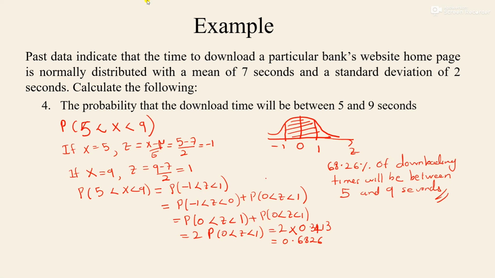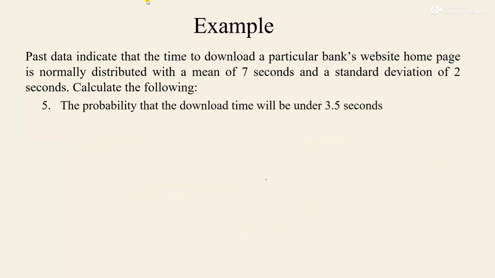Then for the next slide, the probability that the download time will be under 3.5 seconds. So now here the probability we have to calculate is probability of x less than 3.5. So only one boundary value.